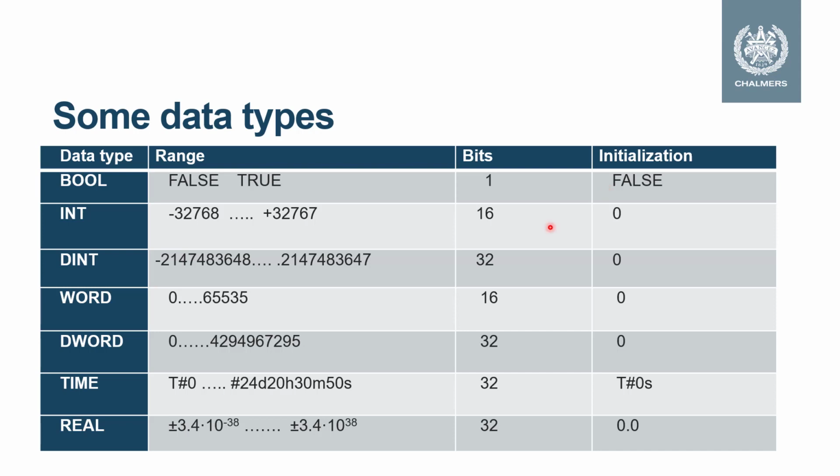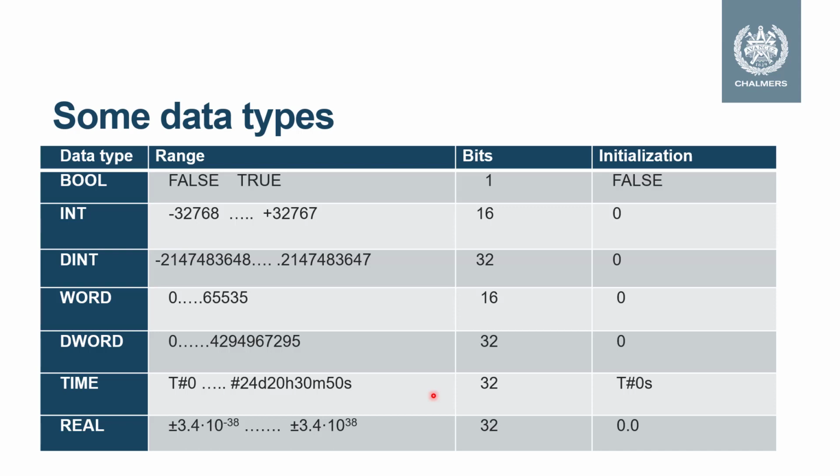Then we have integers, positive and negative numbers without any decimals. Those are 16 bits, here is the range. If we want to have higher numbers than that, we can use a double integer, then we have 32 bits. If we need only positive numbers, as in the analog input and output modules, we can use word, 16 bits, or double word, 32 bits.